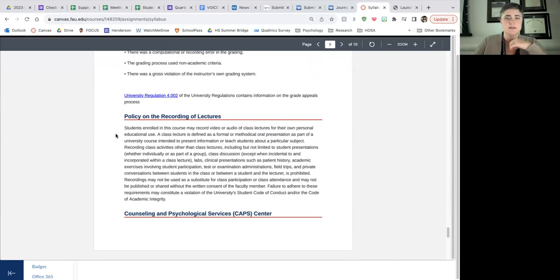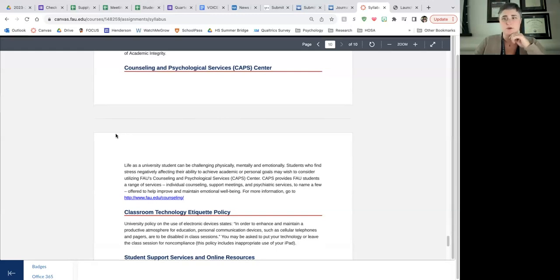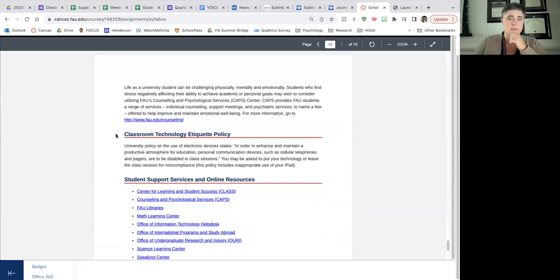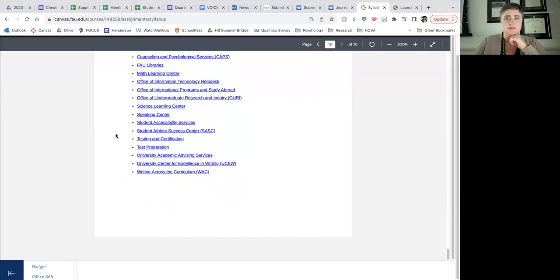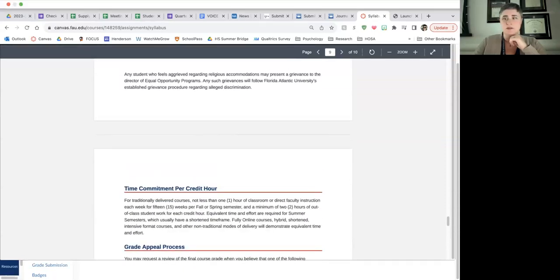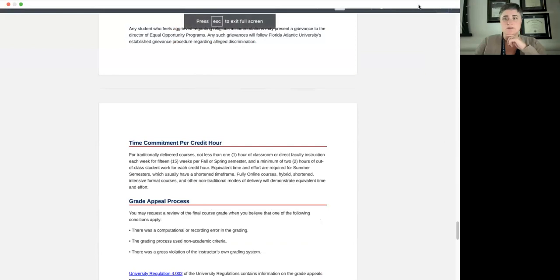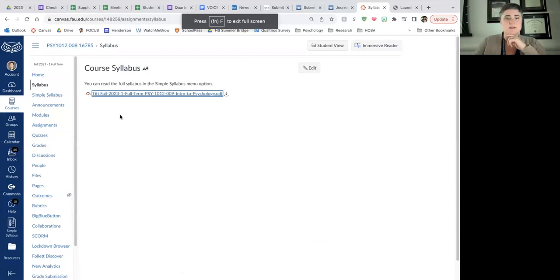The grade appeal process, lecture recording, CAPS, the counseling center. We have our counseling program here through the high school. We encourage them to utilize that at all times. Classroom etiquette, and then all the online resources that they may have. So this is the syllabus. And again, it's available on Canvas under the simple syllabus section. Close out of this.